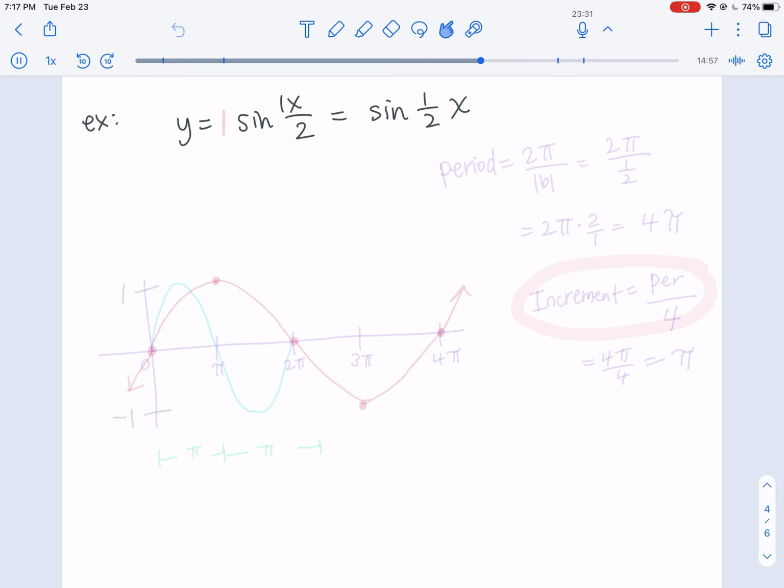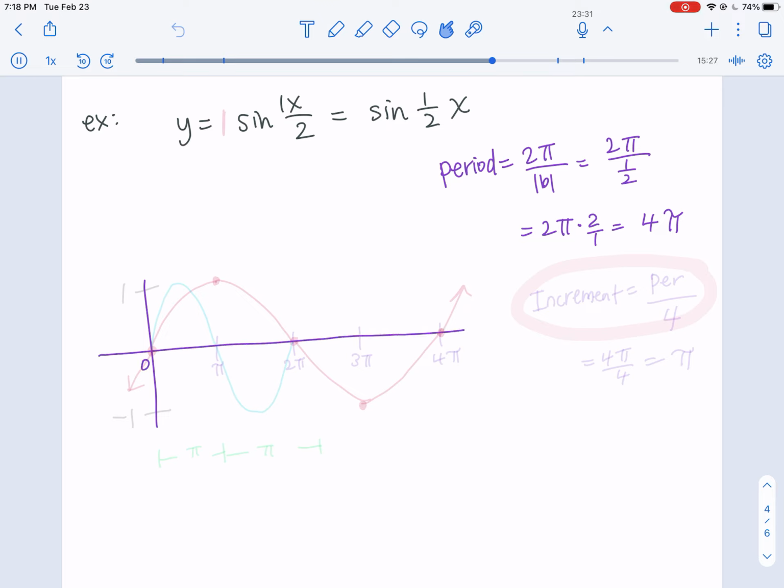So that's going to be your b value. So what is the period going to be? Remember, normally it's 2 pi, but I'm going to divide by the b value. What's the b value in this case? 1/2. So 2 pi divided by 1/2 is the same thing as 2 pi multiplied by 2, which gives me 4 pi. So it's been stretched. Instead of 2 pi long, it's going to be 4 pi. And that's the only change we see here.